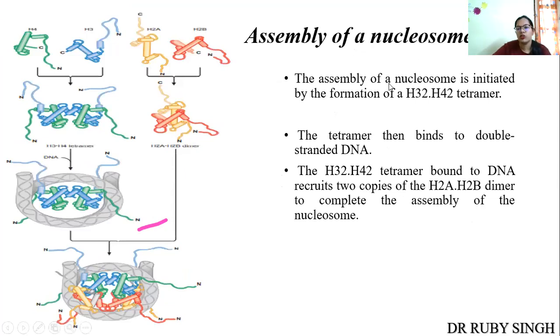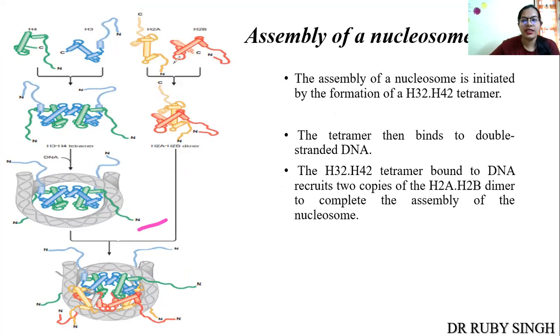Now the assembly of the nucleosome. So how is your nucleosome assembled, right? So we already know that H2A, H2B, H3, H4 tetramers are there. So it means it is a total octamer. But which protein comes first? That is very important to know. So what is the first step over here?